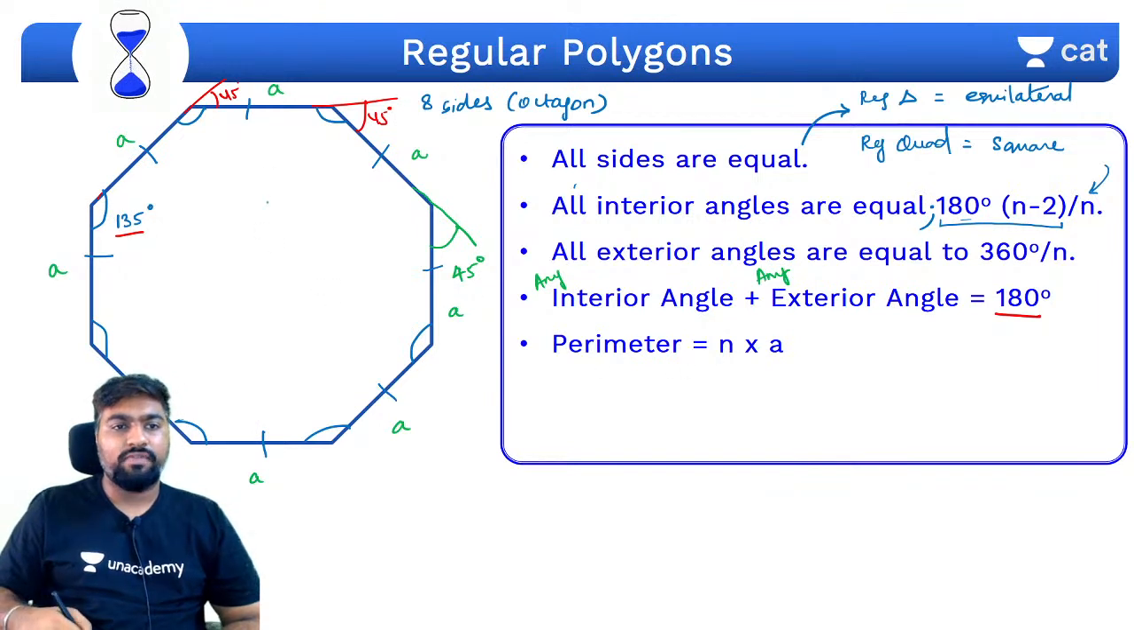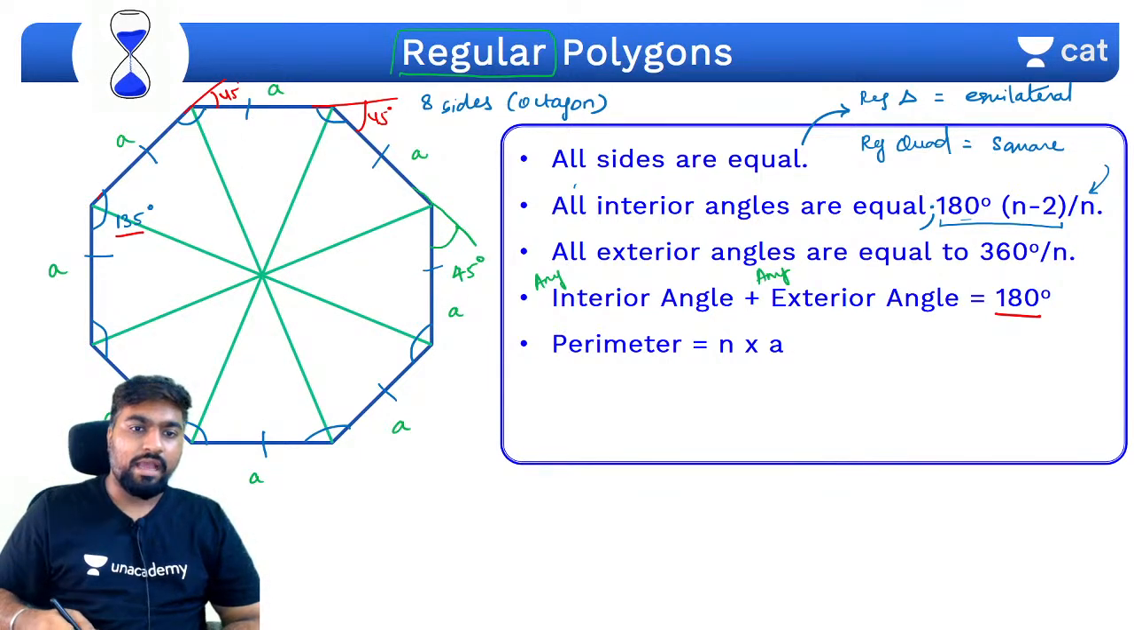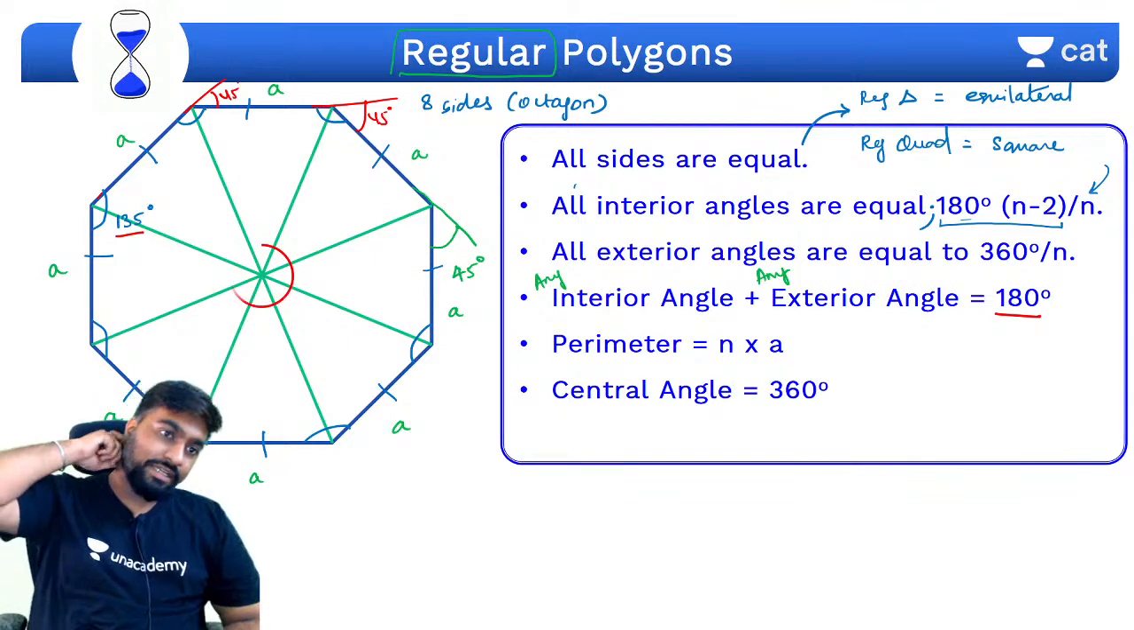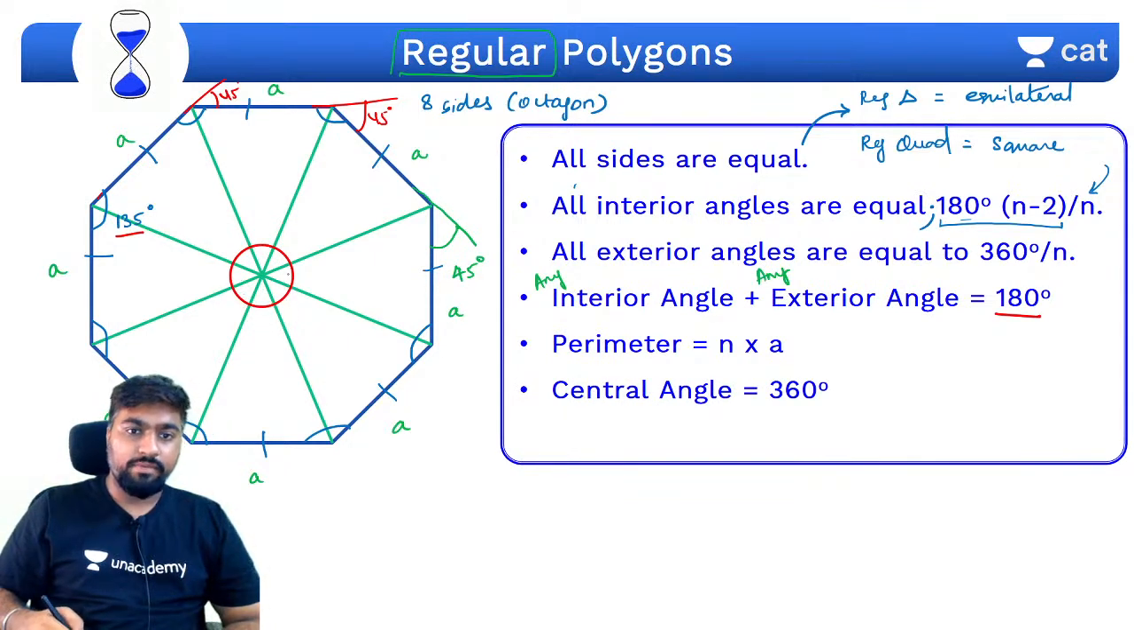So the perimeter of a regular polygon, and this works only with a regular polygon, not any polygon, will be n times A, where n is the number of sides. And how about the central angle? The central angle will always be equal to 360.